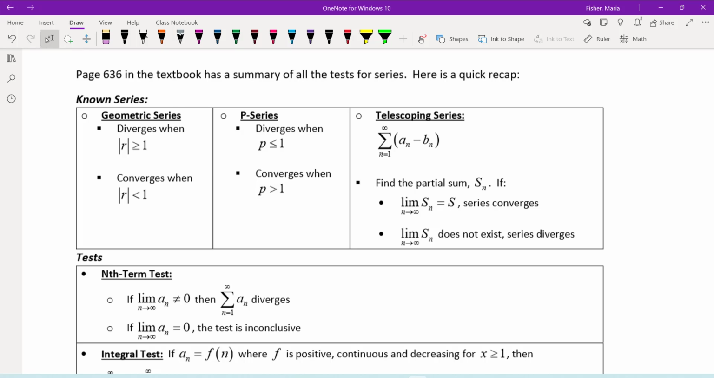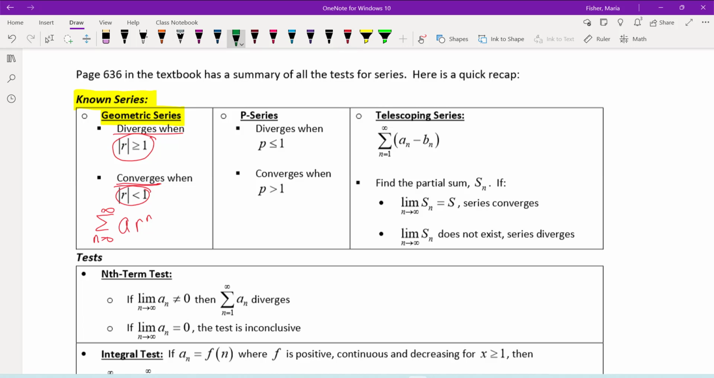Now here's a quick recap of all the tests that we've studied thus far in this chapter to allow us to determine if a series converges or diverges. The first thing we have is our known series. So we have geometric series, and we know that those always look like this. The sum from n equals 0 to infinity of a times r to the n. There, if the absolute value of r is greater than or equal to 1, you diverge. And if the absolute value of r is less than 1, you converge.